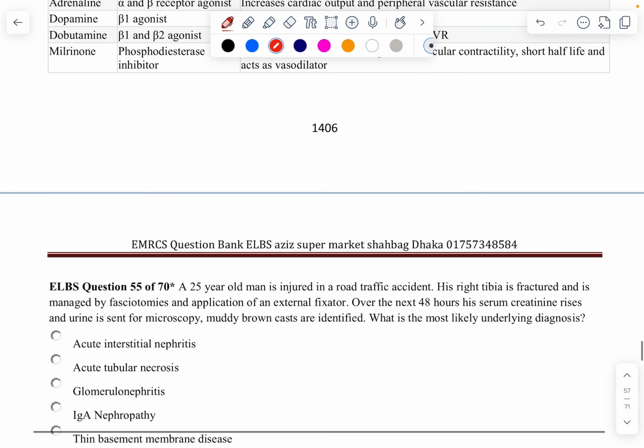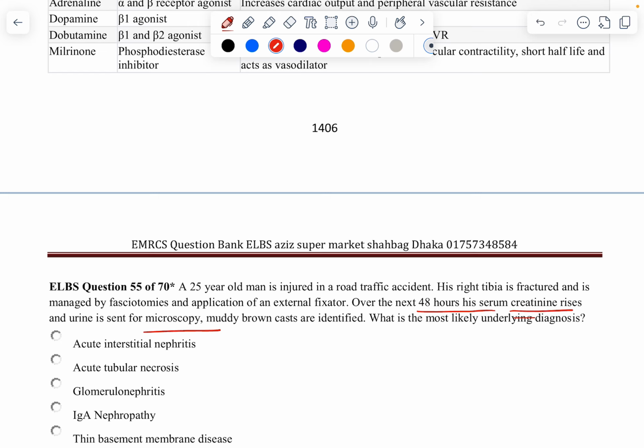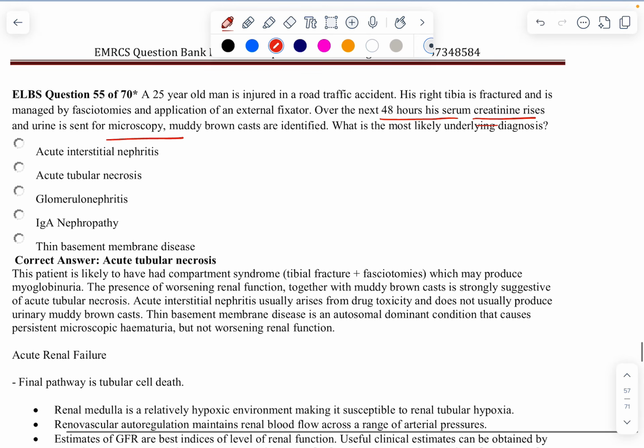A 25-year-old man has a fractured right tibia. He undergoes fasciotomies. At 48 hours his serum creatinine rises, urine microscopy shows muddy brown casts, myoglobin is there. It is acute tubular necrosis.